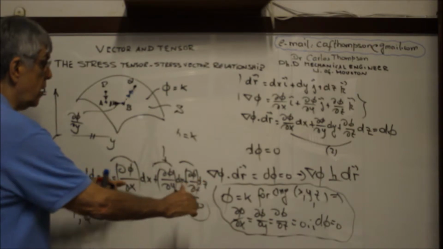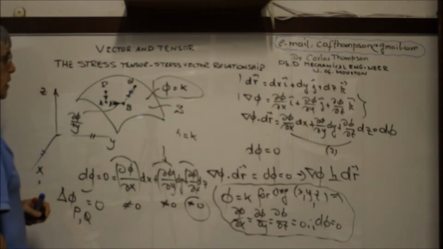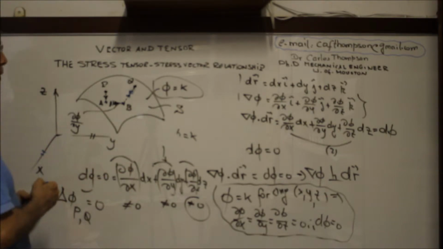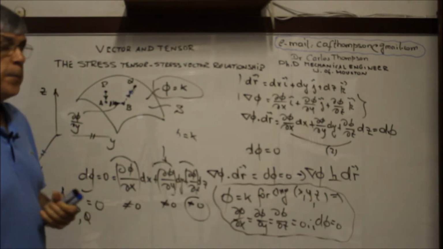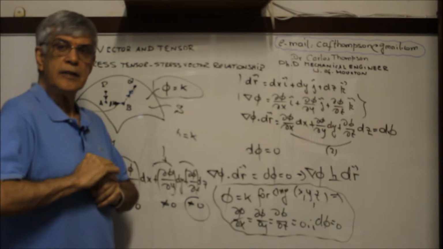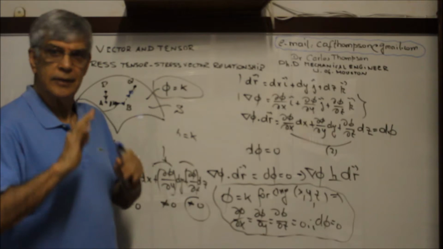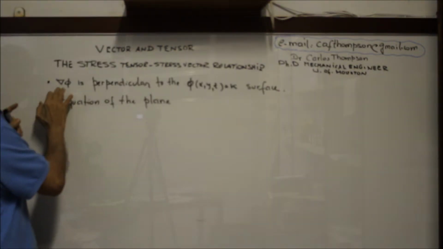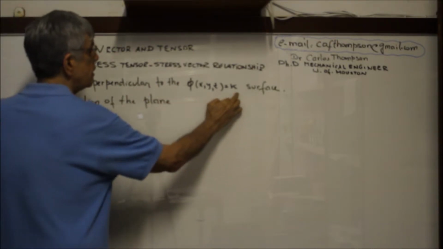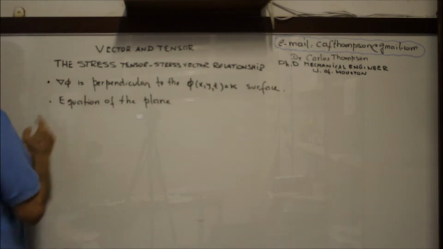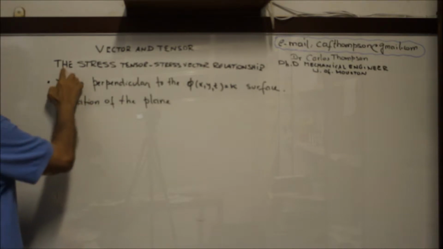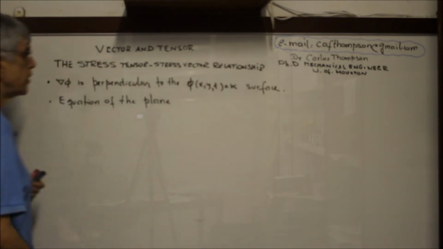But this is a particular case. We are in this case here on phi equal to a constant, and then I have the surface. That's a very important point. So we learned that the gradient of phi is perpendicular to a surface in which phi is constant. That's a very, very important point. Then the gradient of phi is perpendicular to the phi equals k surface. This is a surface. Okay? Now, these two topics here will be helpful to understand the stress tensor, stress vector relationship.